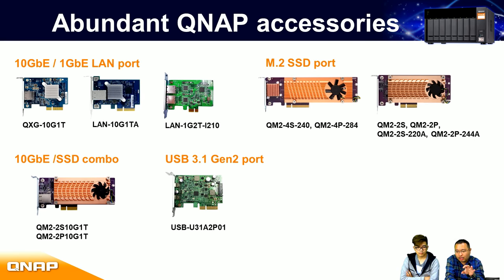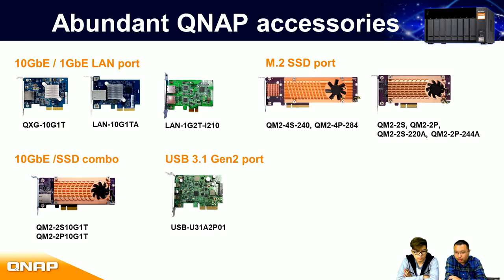And then on the bottom left here, you will see the QN2 combo version. So not only do you get the two M.2 SSD ports, but you also get one 10G BASE-T port on the single card. So you just need one PCIe slot for that. And then the last one would add USB 3.1 Gen 2 Type-A to this NAS, giving you two ports.